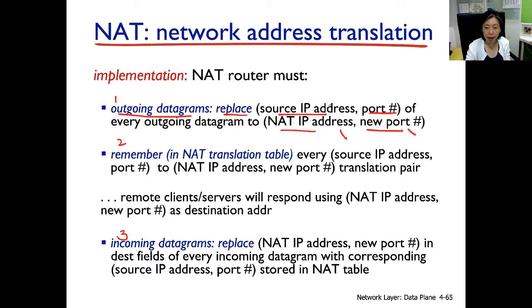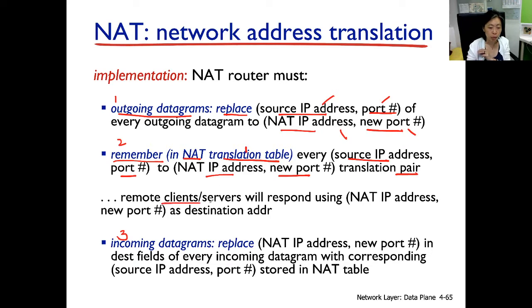And this pair, so 1, 2, 3, 4, okay, are also tracked, being remembered in NAT's translation table. So the source IP and the source port number, as well as the translated source IP and source port number, will be maintained as a pair in the translation table.